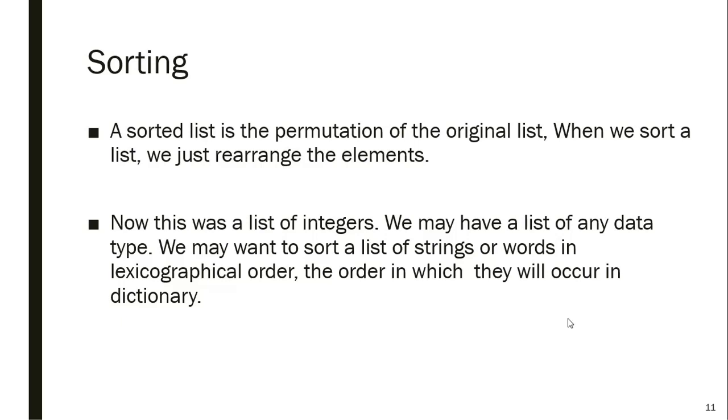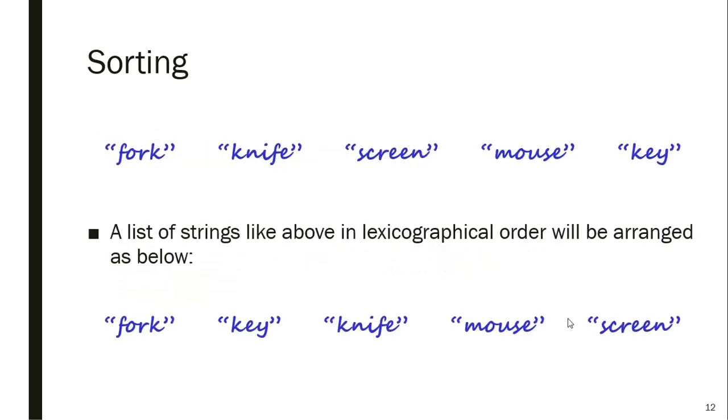Now this was a list of integers, but we may have a list of any data type. We may want to sort a list of strings or words in lexicographical order, the order in which they occur in a dictionary. For example, here we have 5 values: fork, knife, screen, mouse and key. With respect to alphabetical order, I will place fork first. Then K is the same for key and knife, but E precedes N, so key will be second, knife third, and then mouse, and then screen.